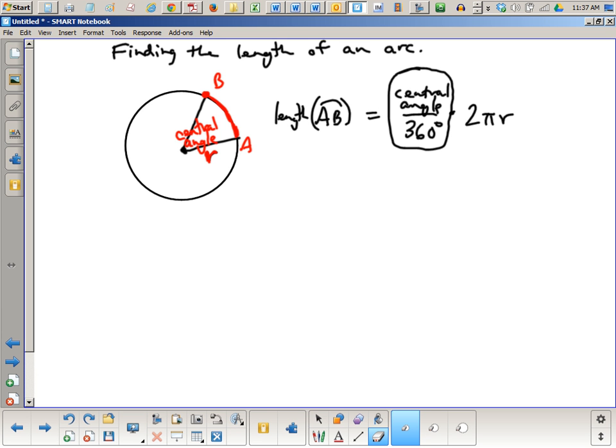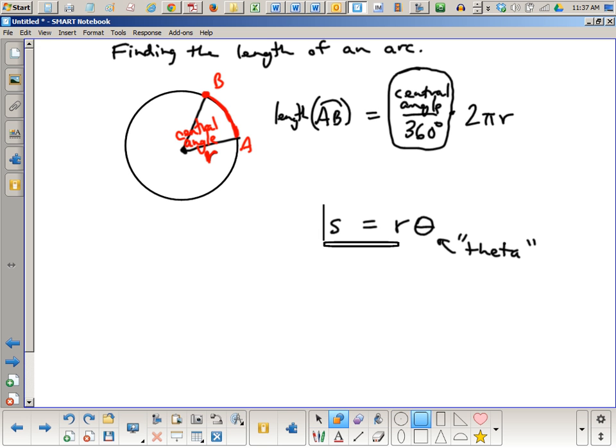Okay, we're not going to be using this formula at all. Okay? We're going to be using one that looks like this. S equals r theta. This is pronounced theta. It's a lowercase Greek letter. Okay? There's a couple reasons we're using this formula instead of the one up above. One is it's simpler. You guys like simple formulas? Yeah. Another reason is it uses angles not measured in degrees, but angles measured in radians.